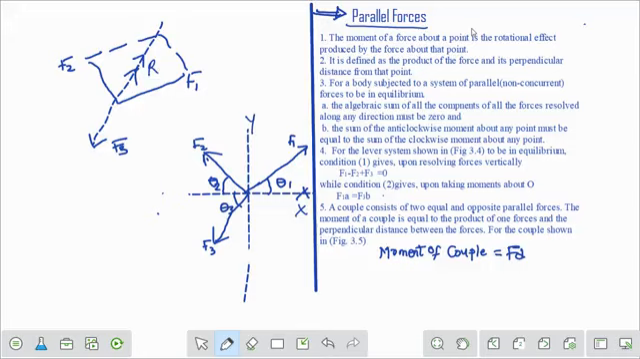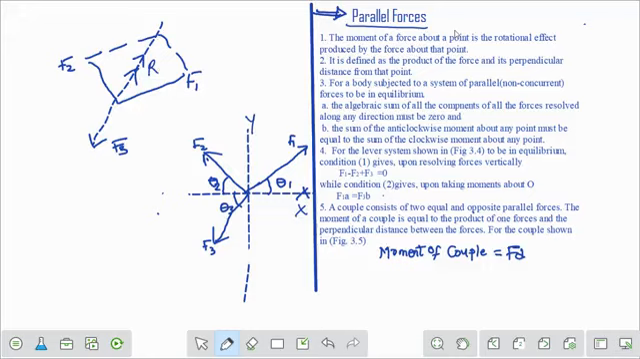Now let's talk about the moment of a force, because you need the moment of a force to know parallel forces. The moment of a force about a point is the rotational effect produced by the force about that point. Now I want to ask you this: is moment of a force a vector or scalar quantity? The answer is vector, because moment has to do with direction. It is used in knowing the direction, and it also has magnitude. And you know a vector quantity is a quantity that has both magnitude and direction.